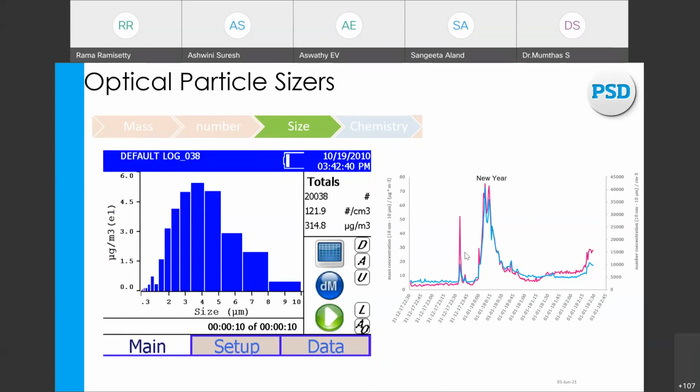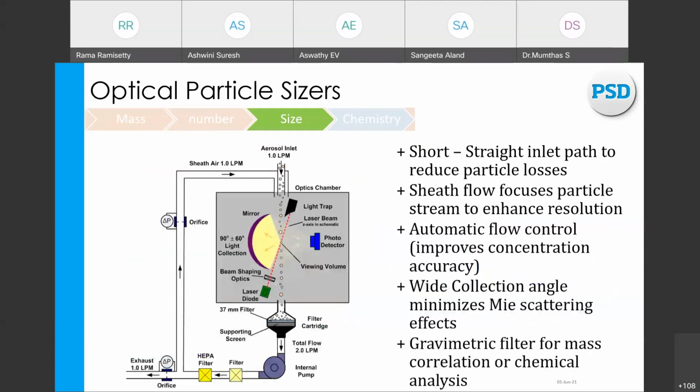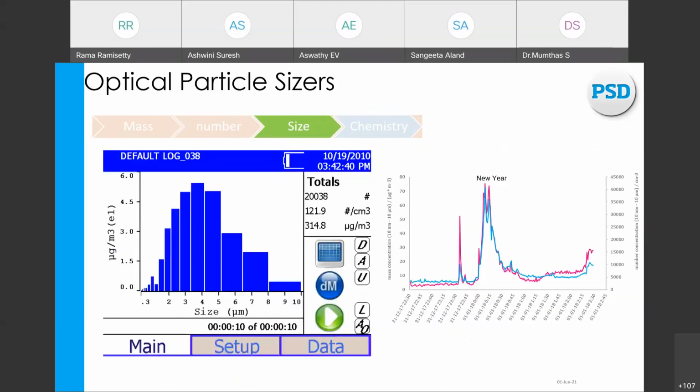You can see this is one of the experiments done by my colleagues in Germany. In the New Year event, they can see the total number of particles increased. This is for the PM10, sorry, yeah, PM10 concentrations increased. As I mentioned earlier, particle counters can give particle size and number, and also calculate the mass. That's why I mentioned it here as PM10. It will give PM2.5, PM10, and PM1 also. PM1 means from 0.3 microns up to 1 micron.